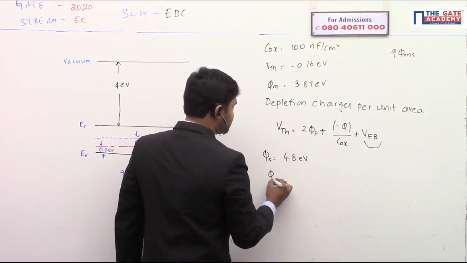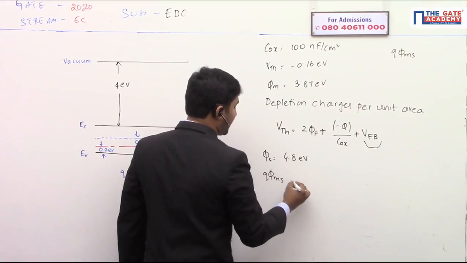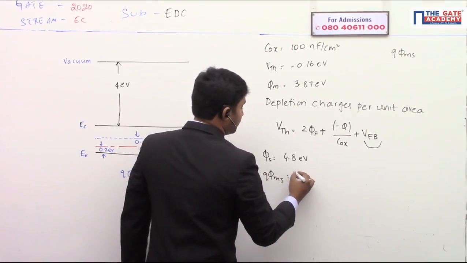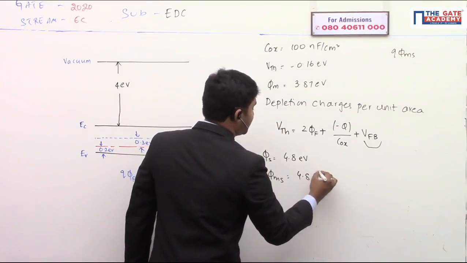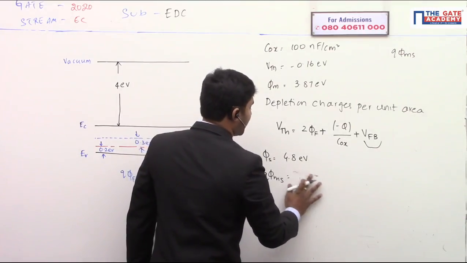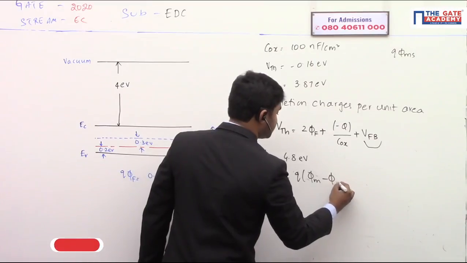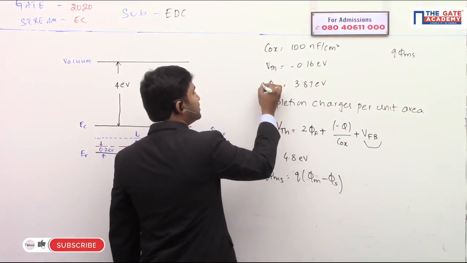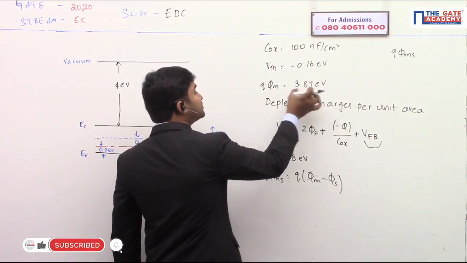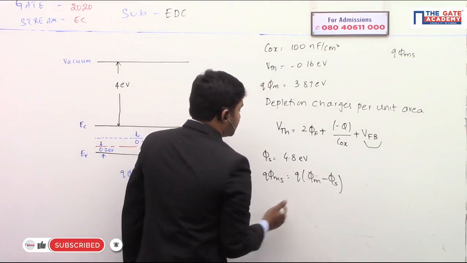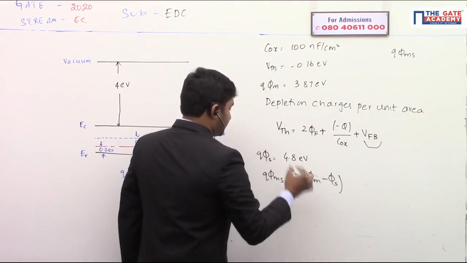So q phi ms is going to be equal to q times (phi m minus phi s). Here also I'll mention q because we are having it in terms of electron volts. So here also q is the result.